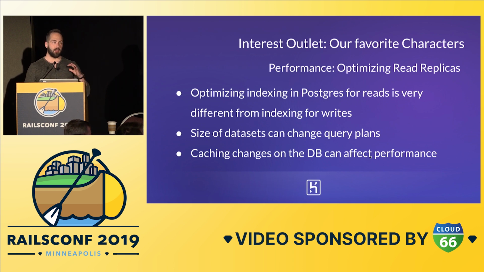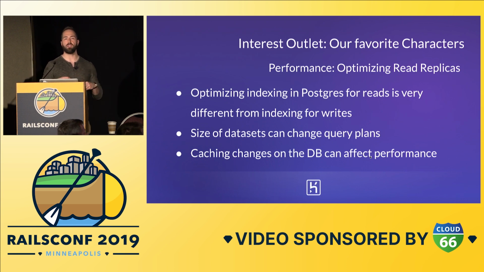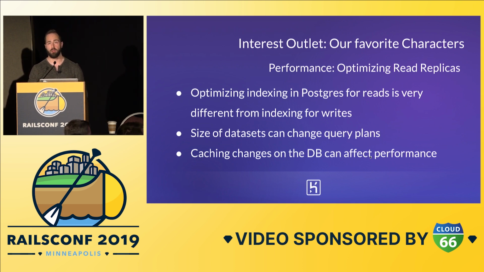So optimizing Postgres for reads versus writes, especially on indexing, looks really different, right? The size of the data sets can even change your query plans. You could have an index that works just fine for writing, but ultimately when you move it to the replica, your replica can slow down and do some kind of strange things. Caching also changes the effect on the DB and can affect the performance too.